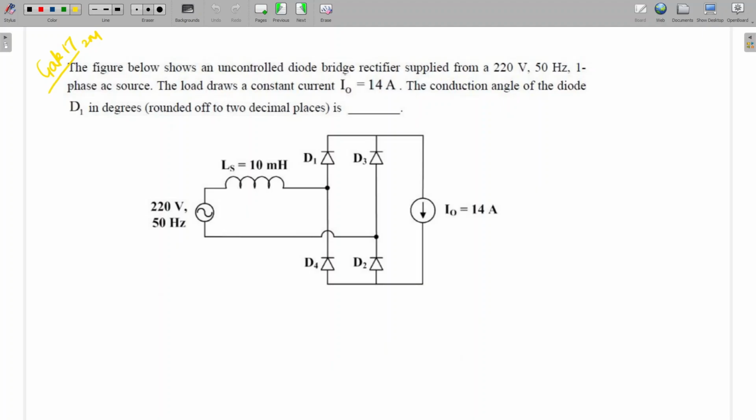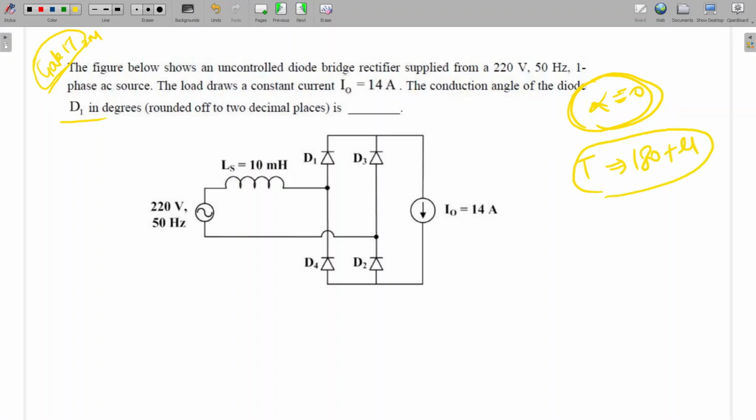So this is question 17, 2 marks only. Here it asks what will be the conduction angle of the diode D1 in degree. So this is a diode bridge rectifier. In terms of thyristor, we can say that alpha is equal to 0. How much conduction angle did we get for the thyristor? 180 plus mu. So here also it will be the same, 180 plus mu. So we can calculate the mu angle and then add 180 to it.